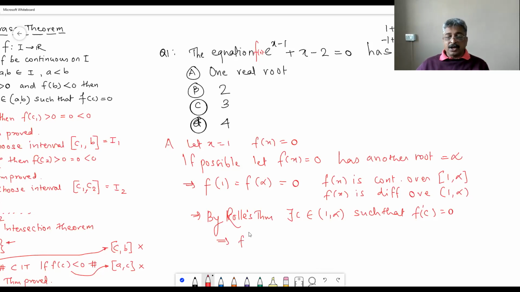So f dash of x is equal to e raised to x minus 1 plus 1, right? It is going to be always greater than 0 because e raised to x minus 1 is above the x-axis and you are adding 1 to it. Therefore, contradiction. You want f dash of c to be 0 and it is always going to be greater than 0. Therefore, only one real root. Okay? This is the correct logical explanation.